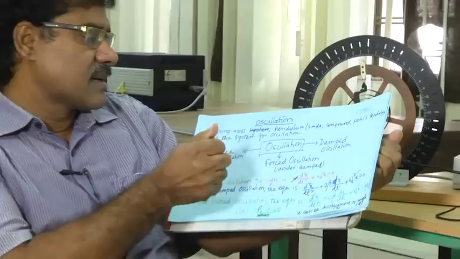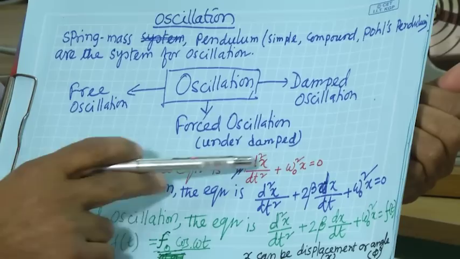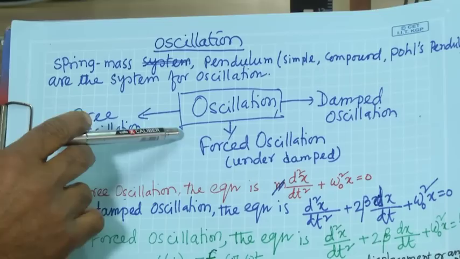You know, the spring mass system oscillates, then the pendulum, simple pendulum, compound pendulum oscillate, right. So this oscillation, you see, is free oscillation, then damped oscillation, then forced oscillation under damping. Mainly these three types of oscillation. Okay. So, what is the free oscillation?